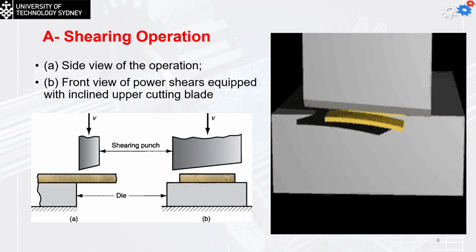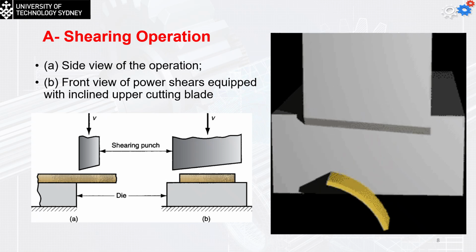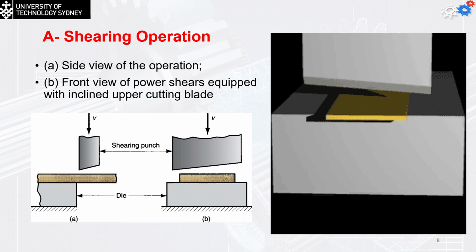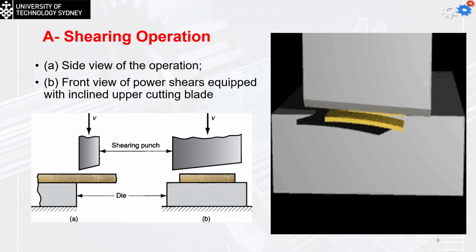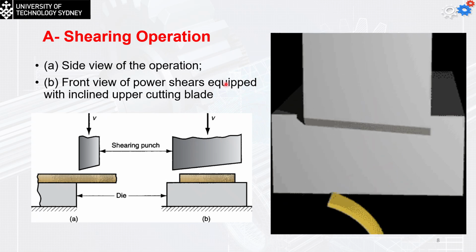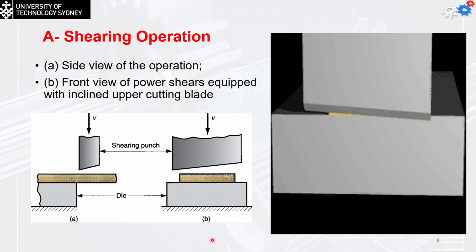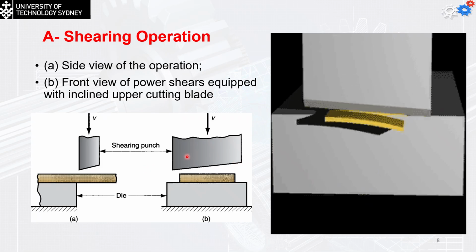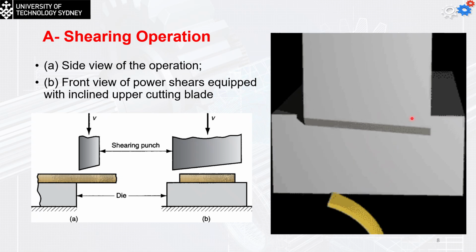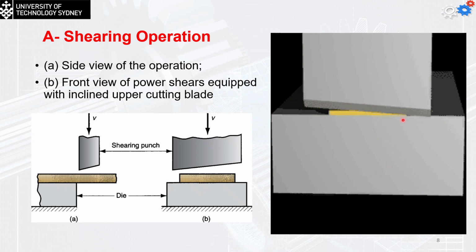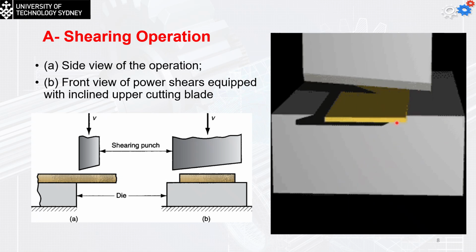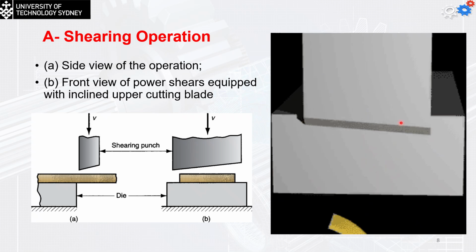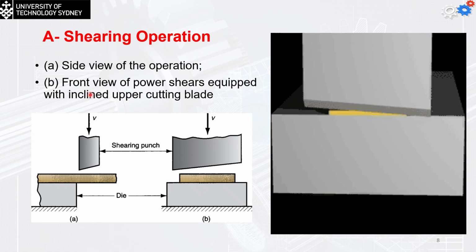So we start with the shearing operation. You can see on the left side the side view of the operation, and figure B is going to be the front view of the power shear equipped with the inclined upper cutting plates. The reason for this inclination is so we can maximize the force over a small area, so we're going to have a better effect for the cutting operation. Now the cutting you're going to use in your project is going to be mainly doing that work.